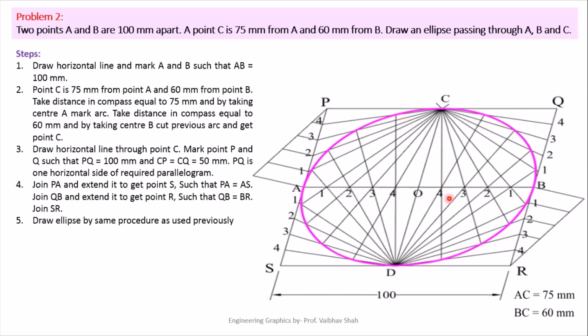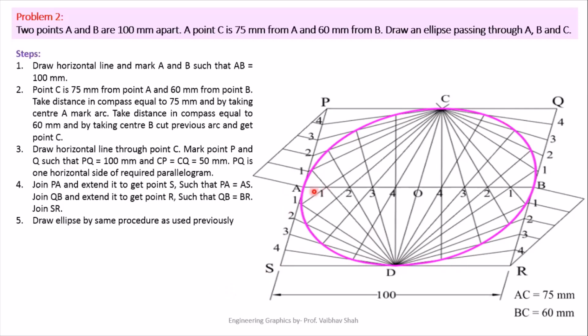You have to repeat this procedure for this rectangle. After repeating this procedure, you will be having a half curve like this ellipse. After that, you can either use a shortcut method to draw the ellipse in the third or fourth rectangle, or you can repeat the procedure for the third and fourth rectangle. So you'll be having your final ellipse.